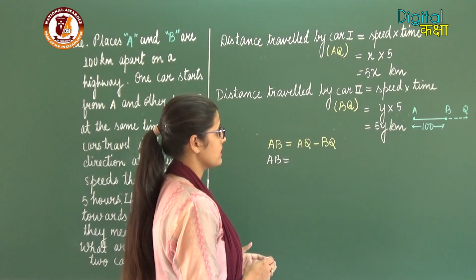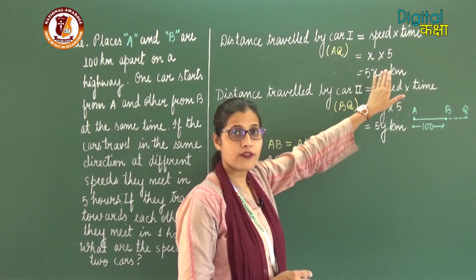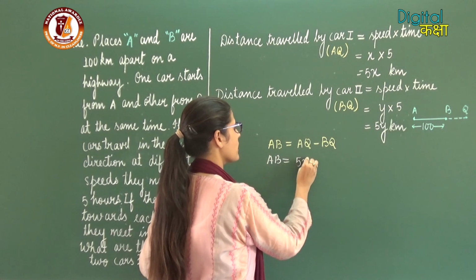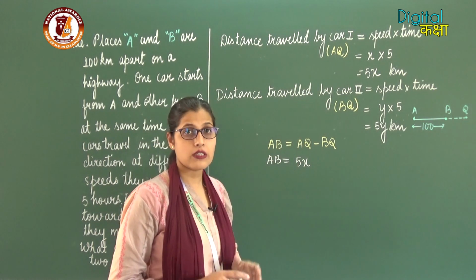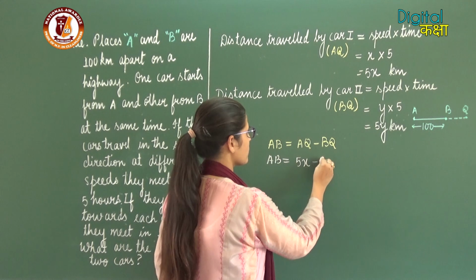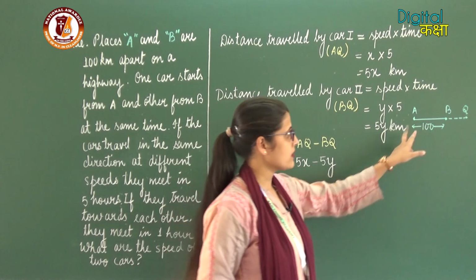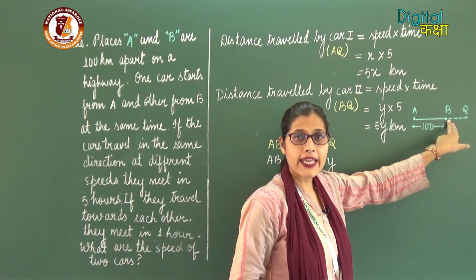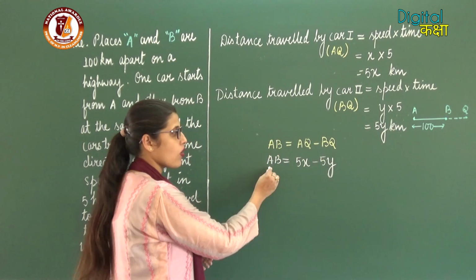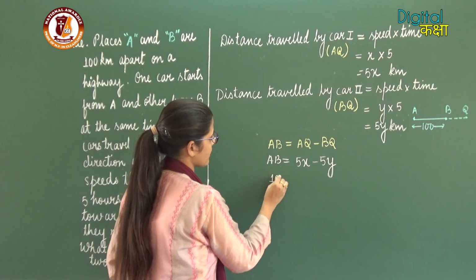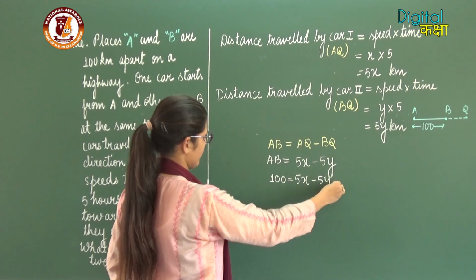The distance travelled by car 1 is AQ, which is equal to 5x. So here we will be writing 5x. The distance travelled by the second car is BQ, which is equal to 5y. Now as you can see in the figure, the distance between points A and B is 100 km. So in place of AB, we will be writing 100 equals 5x minus 5y.